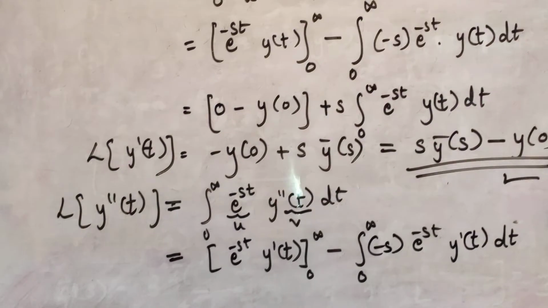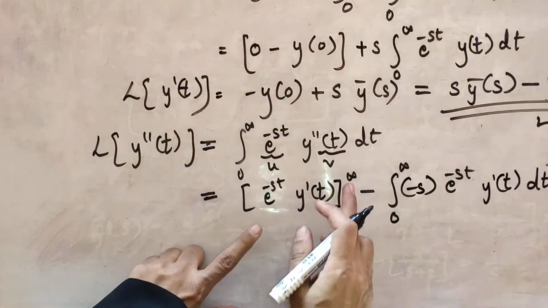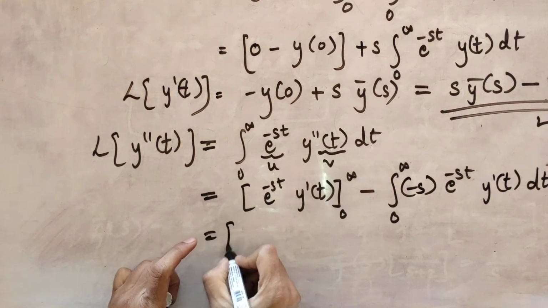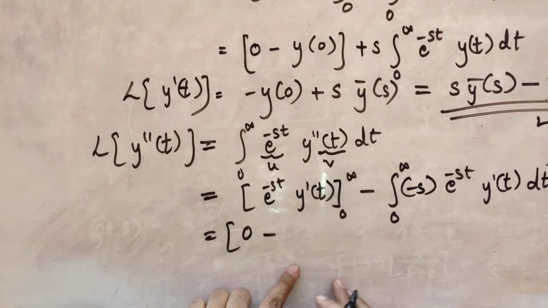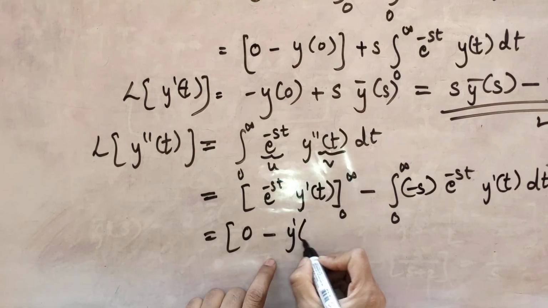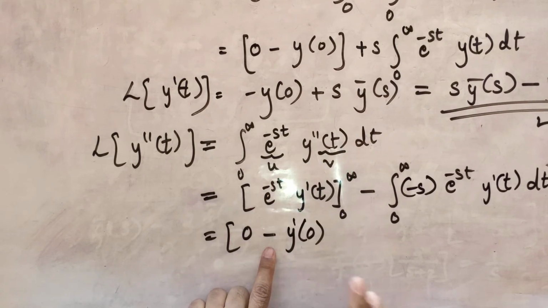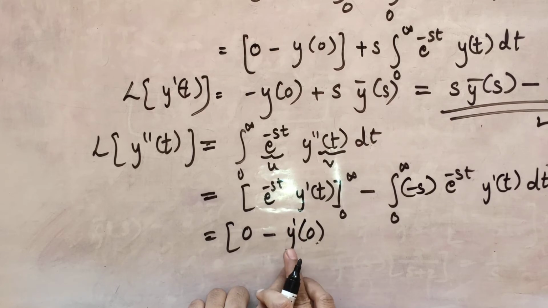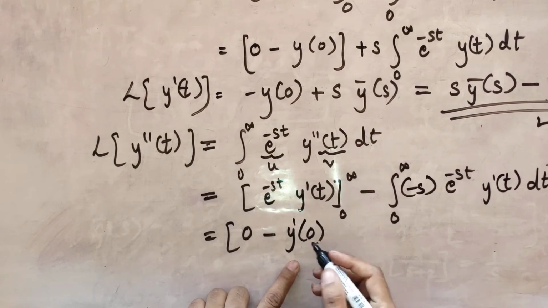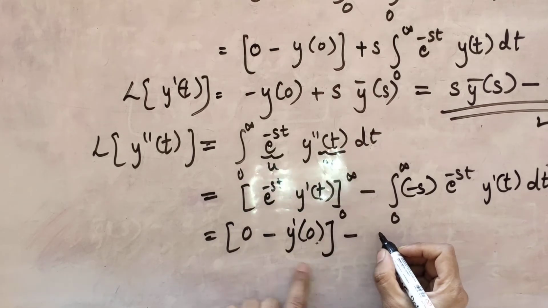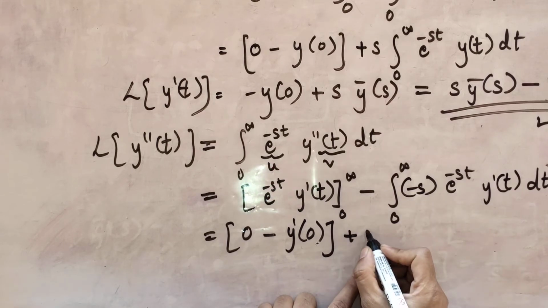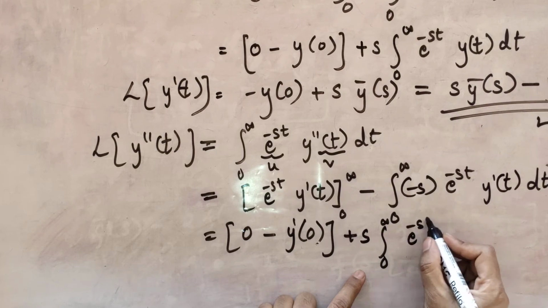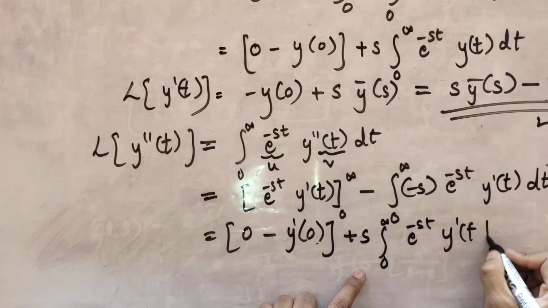Okay. Now if you solve for the upper limit, e to power minus infinity will be 0. So the upper limit is 0 for this bracket minus the lower limit, which becomes y dash of 0, because e to power 0 is 1. Okay, so complete this bracket minus, you can take that minus sign outside, plus s it will become integration from 0 to infinity e to power minus st y dash of t dt.